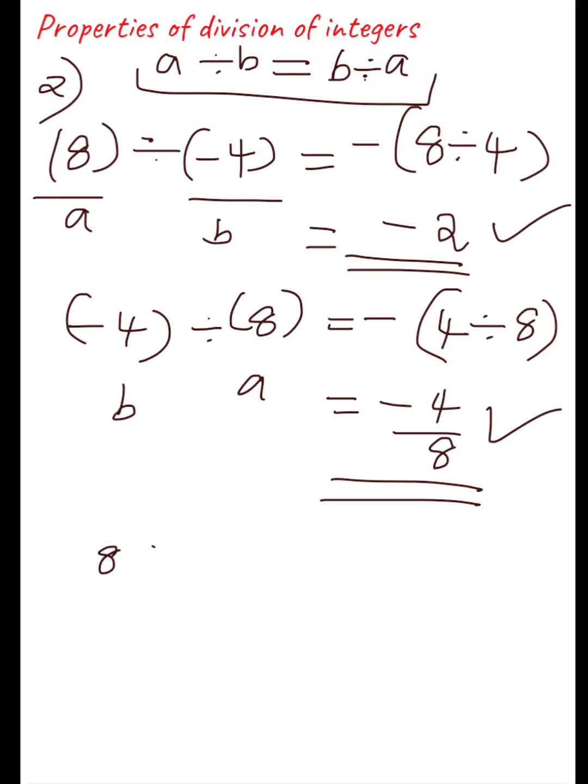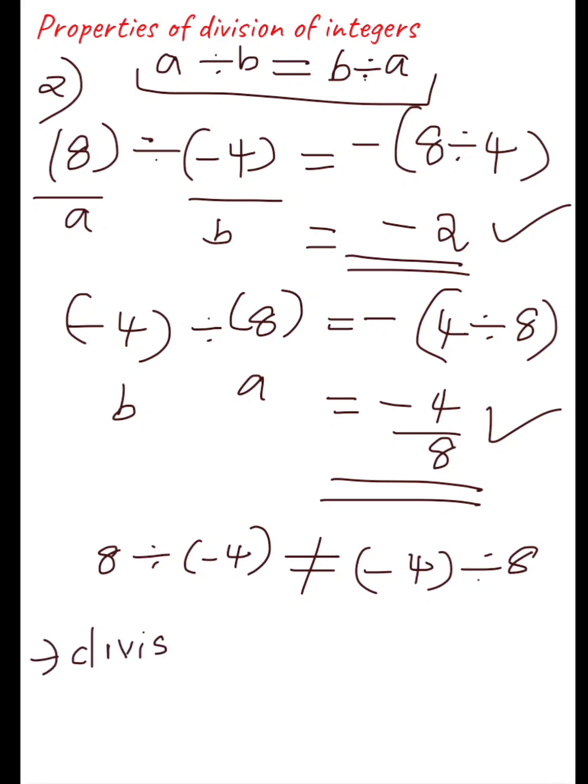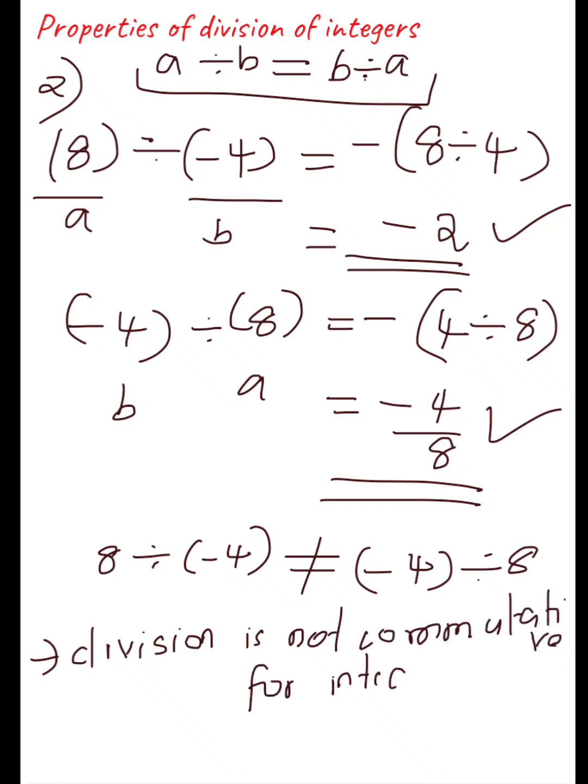So here you have got minus 2 and here you have got minus 4 by 8. That means you can say 8 divided by minus 4 is not equal to minus 4 divided by 8. That means division is not commutative for integers. So that is our second property, division is not commutative for integers. Why is it not commutative? Because here a divided by b is not equal to b divided by a. You can take any other example and see this result.